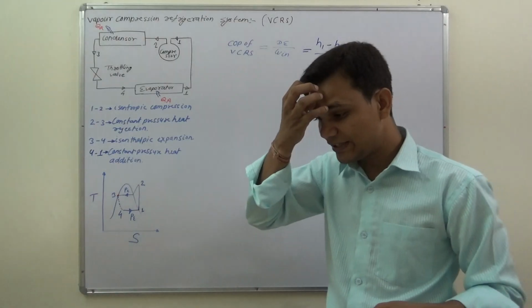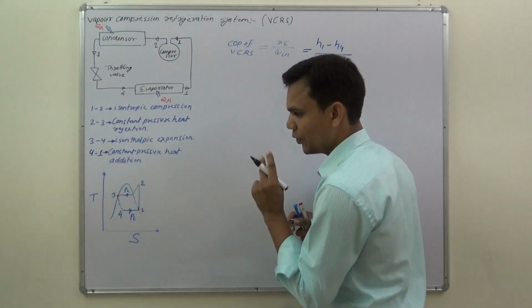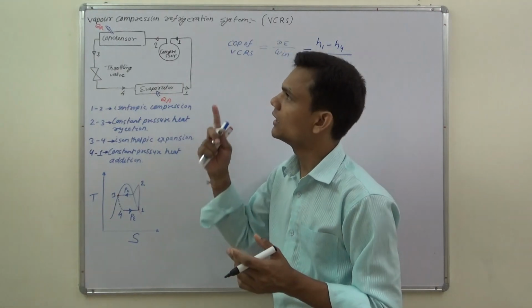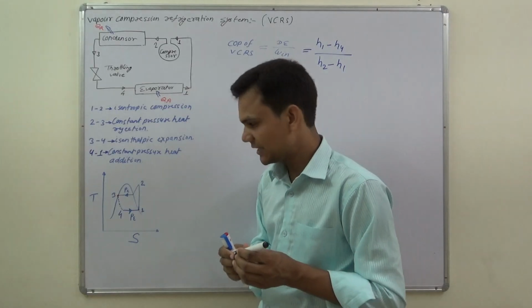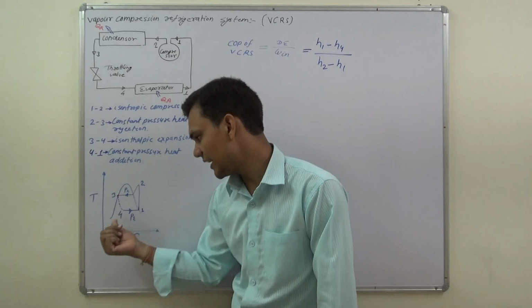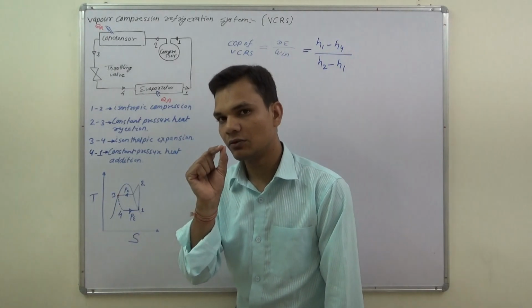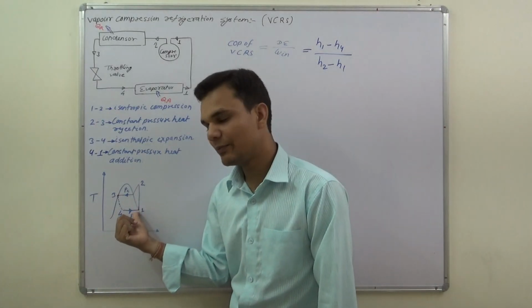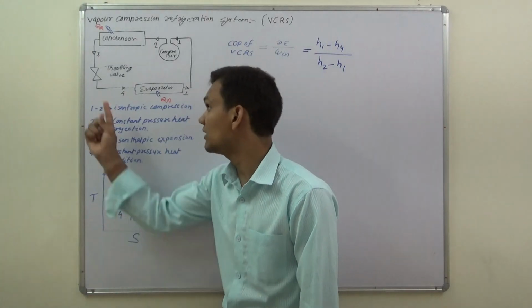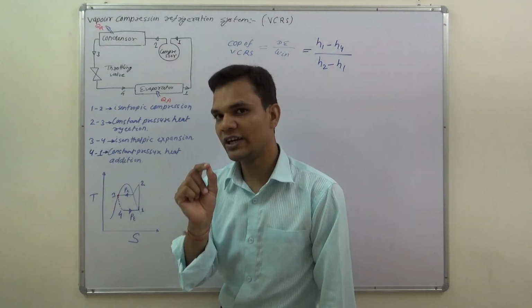To understand, we take 2 points, or we take 2 assumptions related to the vapor compression refrigeration cycle. Here at point 1, that is the entry of the compressor and exit of the evaporator, the working fluid will be saturated vapor, and at the exit of the condenser and entry of the throttling valve, that is at point 3, the working fluid will be saturated liquid.